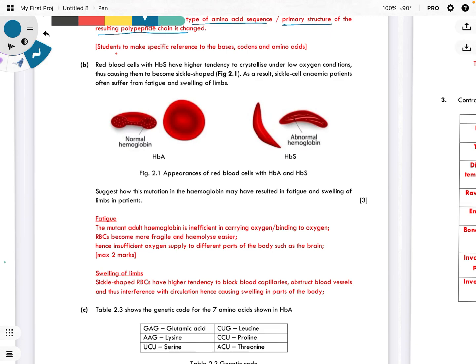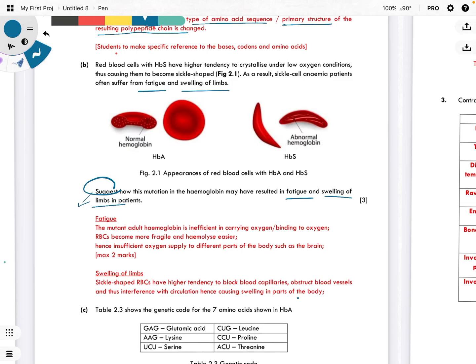Next, when we go to B, red blood cells with hemoglobin S have a higher tendency to crystallize under low oxygen conditions, causing them to be sickle-shaped. And then this can cause fatigue and swelling of limbs. They ask you to suggest how this mutation may have resulted in fatigue and swelling of limbs. So remember, suggest questions are questions where you're open to suggest your own theory of how this may happen that is within reason and logic.